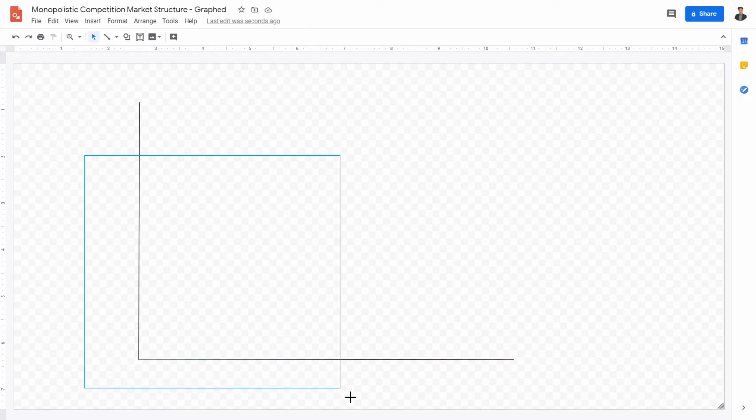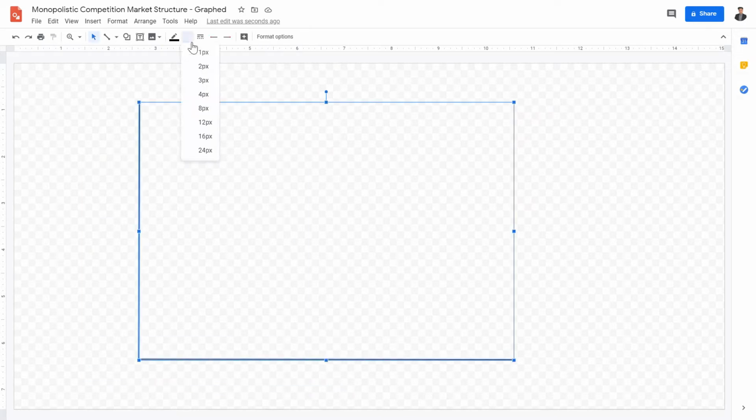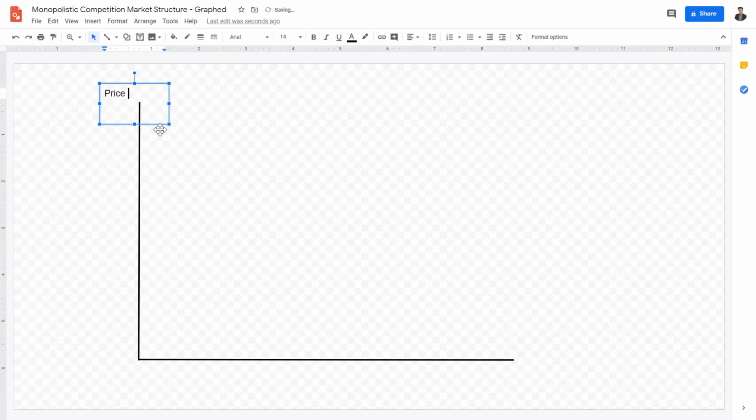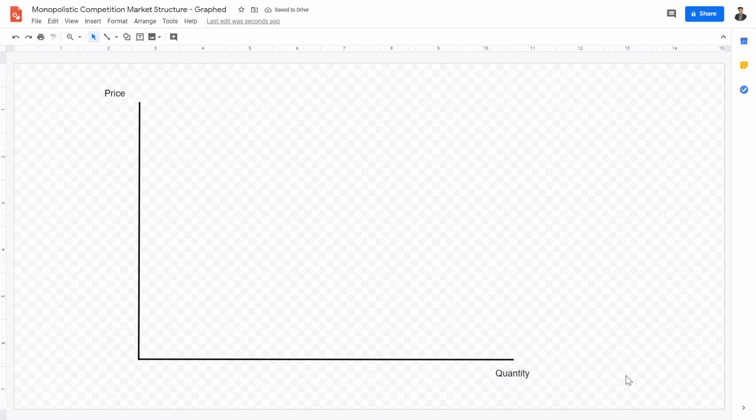Like all graphs, in this video we'll be graphing it. We start off with the two axes. Of course, the y-axis would be the price, as usual, as a standard demand and supply curve. On the x-axis, we're going to have quantity. So that's very standard. And the first thing we have to draw is the demand curve.